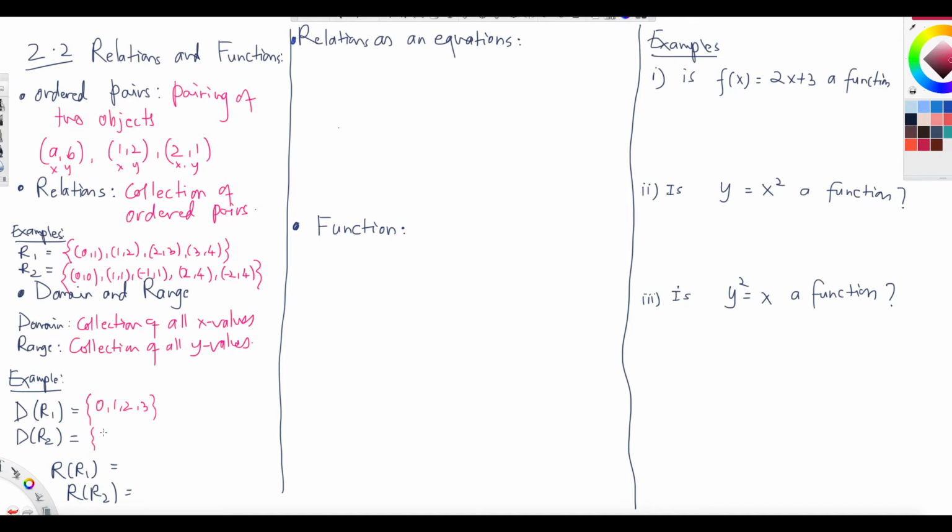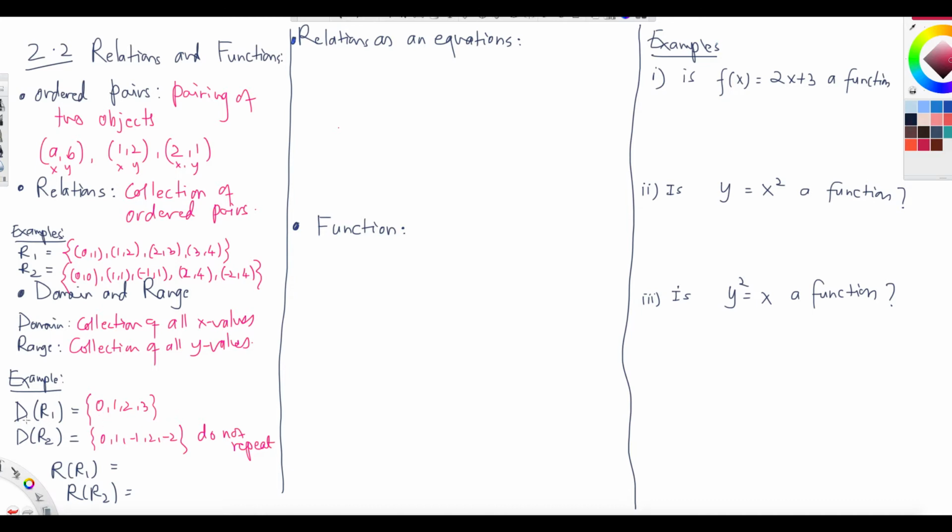What is the domain of the relation R2? It is 0, 1, negative 1, 2, negative 2. Okay, if some of the X values are repeated, you don't have to repeat them, okay? You just write them only once. When you write the domain and range, you do not repeat.